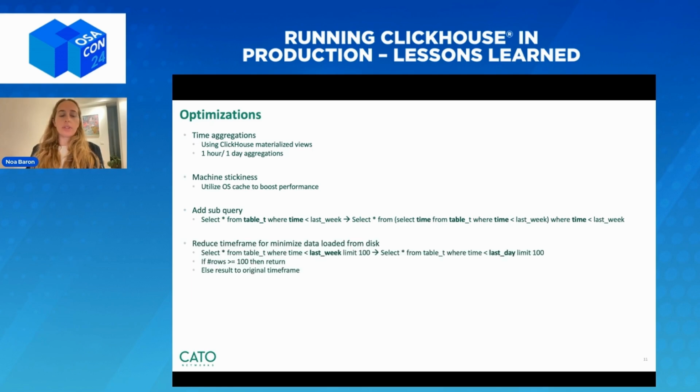We can also reduce the time frame. For example, if we have a query for the last week, but with a limit of only 100 rows, we first attempt to run the same query, but on a much shorter period of time, for example the last day. And if we get the 100 results that we needed, we will return them. Otherwise, we will fall back to the original time frame. For our use case, like 9 out of 10 times, we will get a sufficient amount of results back, and we will not have to fall back to the larger time frame.